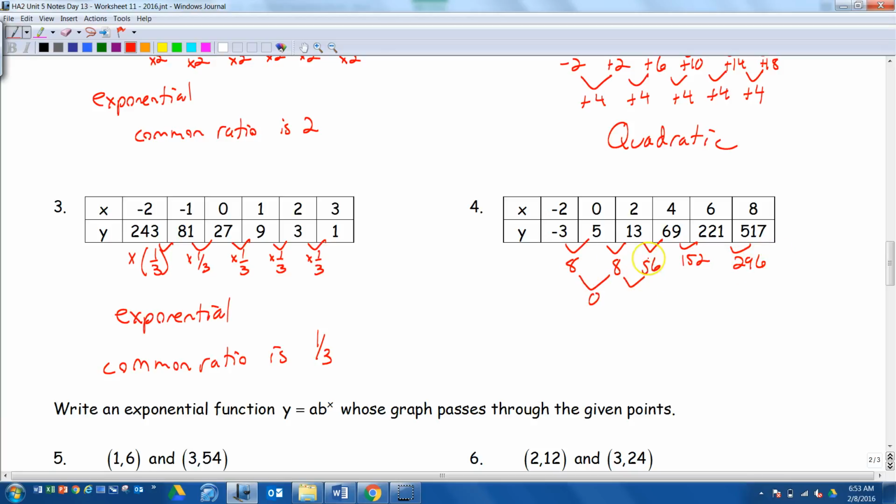0, 48, 96, and then 144. So it's not quadratic. 48, 48, 48. So this would be a cubic.